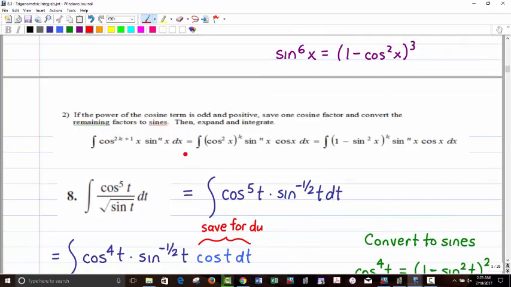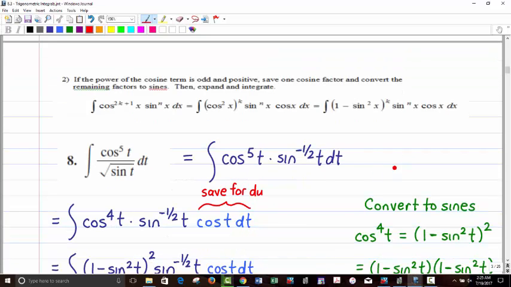So now we're going to do an example using the second one where cosine is odd and positive this time instead of sine odd and positive. Okay, it looks like it might be scary with that square root of sine of t. We don't care about what the power of sine is. Cosine's odd and positive, so no problem. Just the radical makes it a 1/2 power.